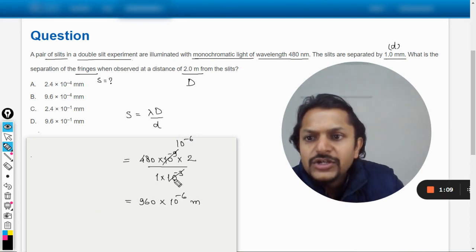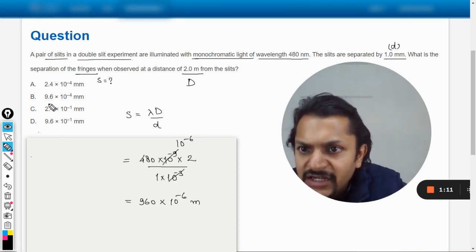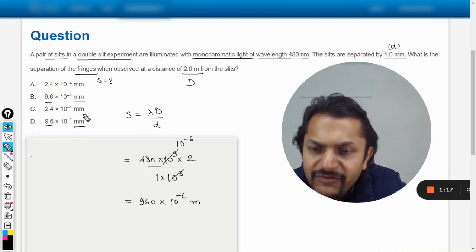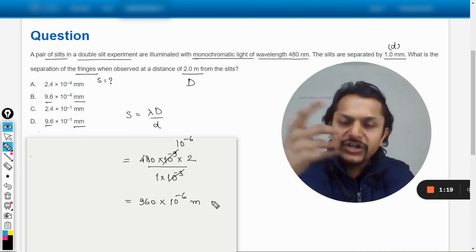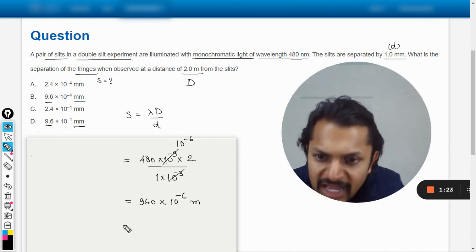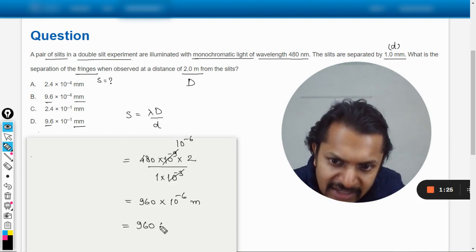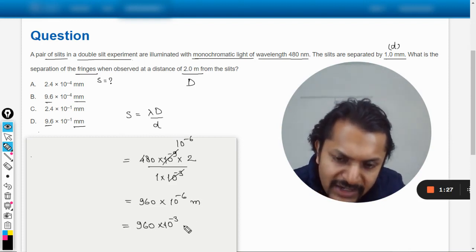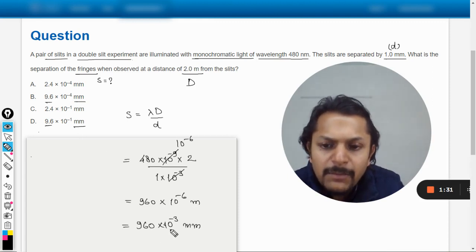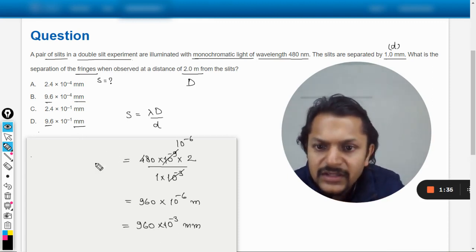meter. So checking on all these options, 9.6 is present there in B and D. But the units here are millimeter everywhere. So we have to convert this unit into millimeter. So we separate 10 raised to power minus 3 from this. And what are we left with? 960 into 10 raised to power minus 3 millimeter, which will be 0.96.